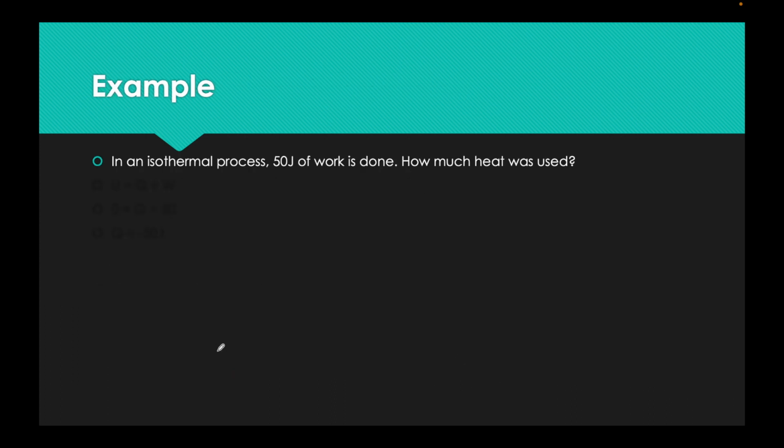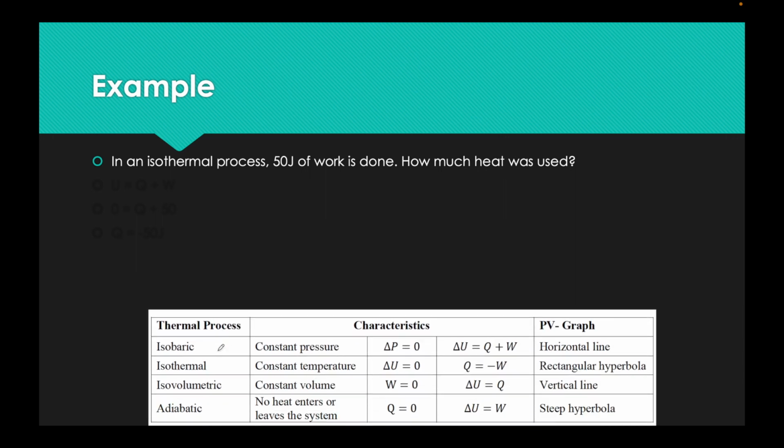Here's an example. In an isothermal process, 50 joules of work is done. How much heat was used? So here is a little table to help us remember. Isothermal process, we know that Q is the same as negative W. Let's see if we get that right. So U is Q plus W, the general rule. We have a total of 0 energy at Q plus 50, which means if you wanted to find Q, you will subtract 50 on both sides. You will get negative 50 joules, which makes sense. It's the opposite of the work done.